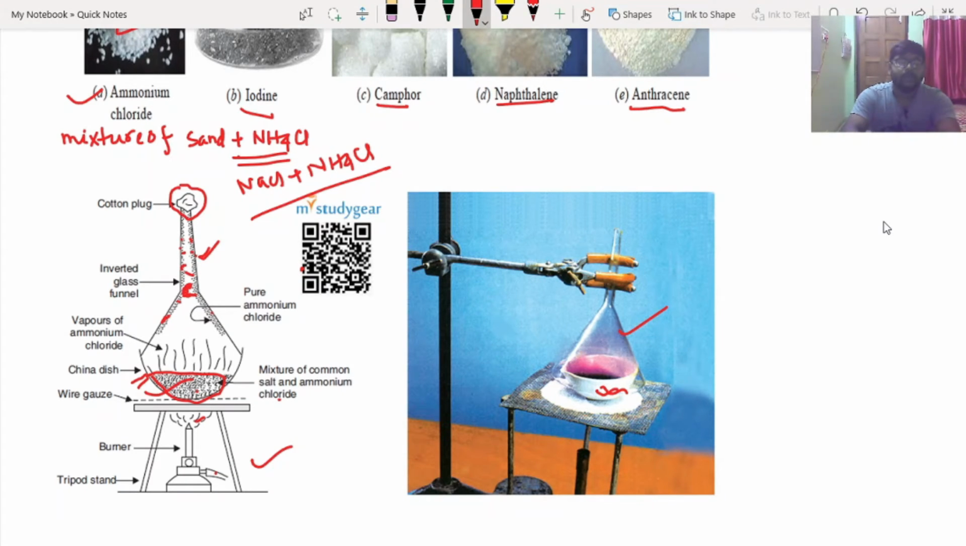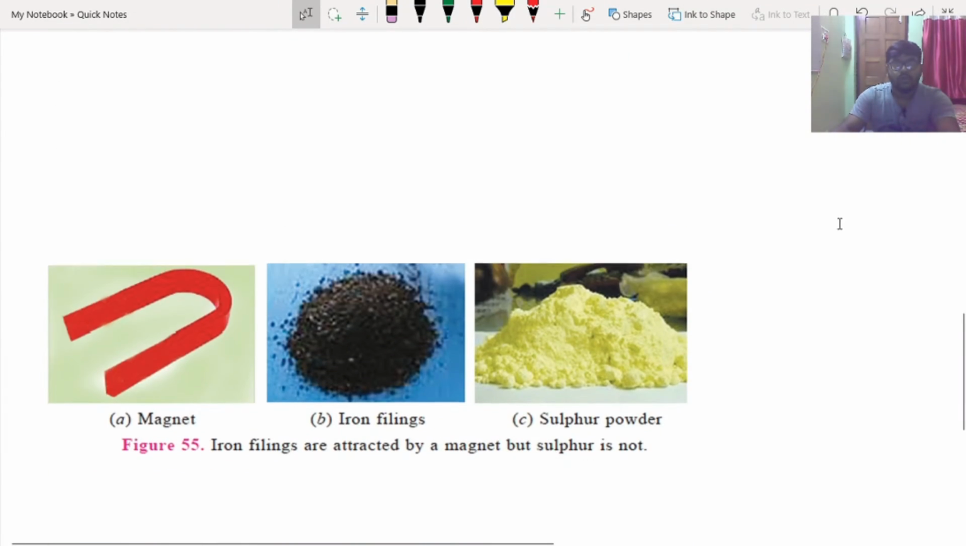So in this way we can separate a mixture of ammonium chloride and common salt, that is sodium chloride, by applying the process of sublimation. Similar things can be done. In similar ways we can also separate mixtures of other agents which undergo sublimation.